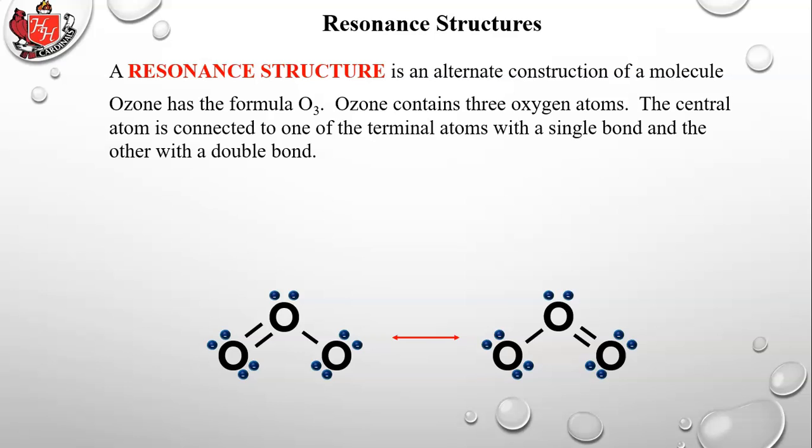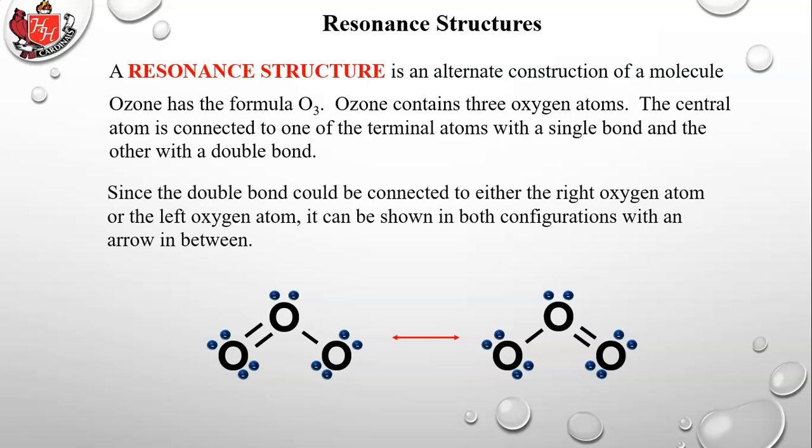Ozone has the formula O3. Ozone contains 3 oxygen atoms. The central atom is connected to one of the terminal atoms with a single bond and the other with a double bond. So you can see how those two molecules are the same. But since the double bond could be connected on either the right oxygen atom or the left oxygen atom, it can be shown in both configurations with an arrow between them.